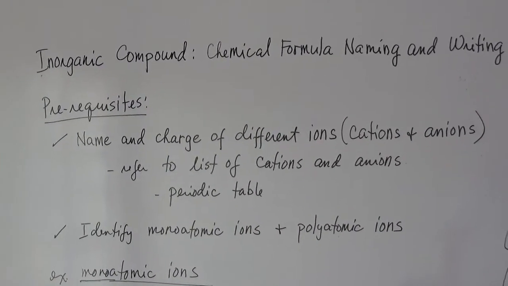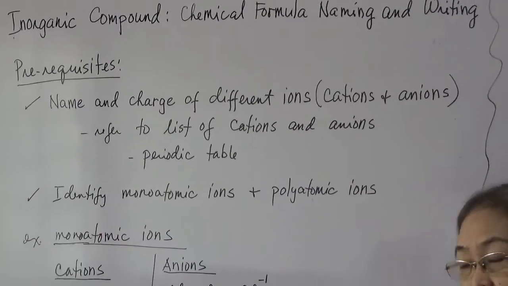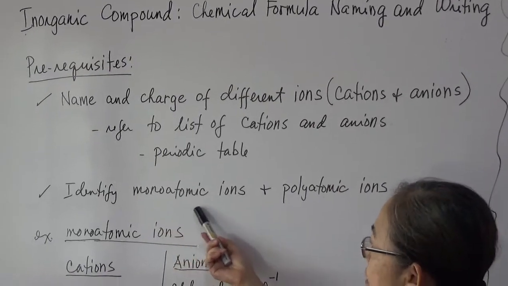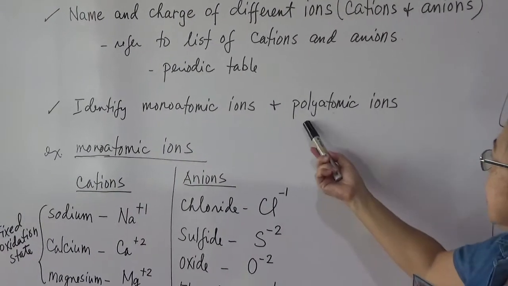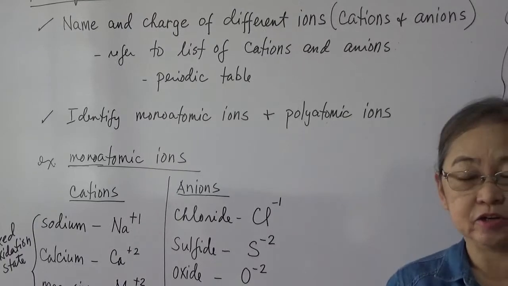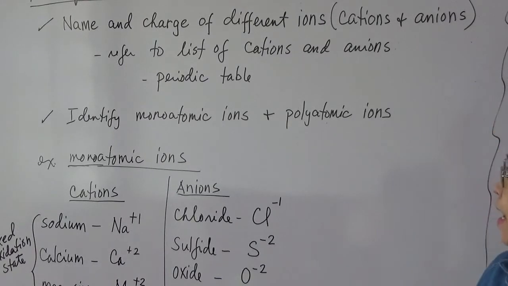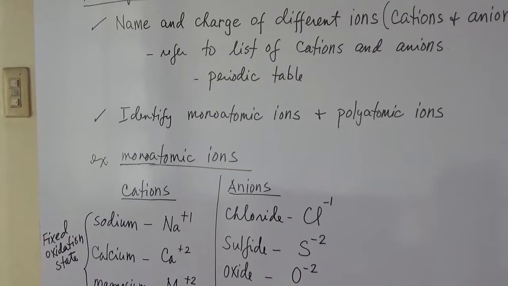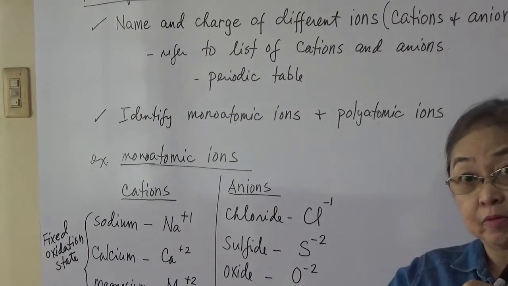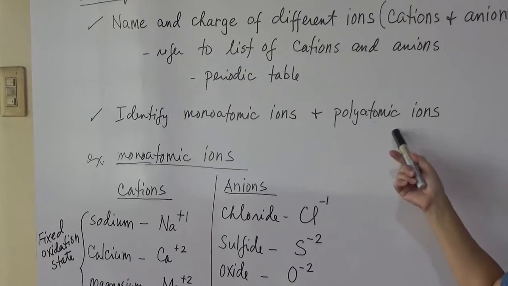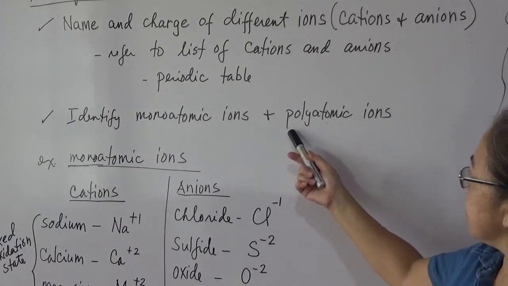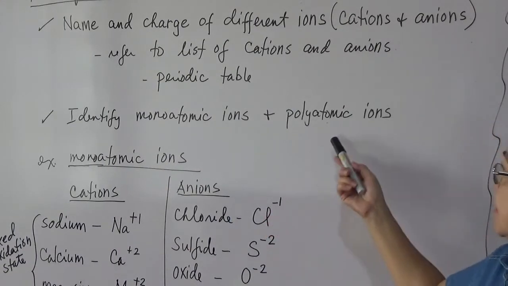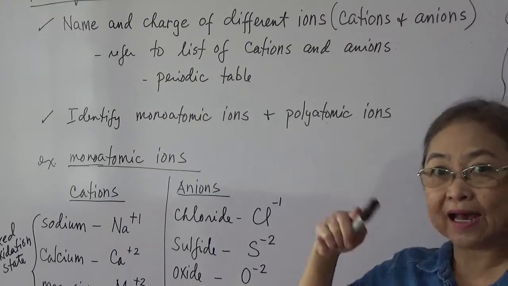Now, the ions could be either cations or anions. Again, the ion could be a monoatomic ion or a polyatomic ion. When we talk of monoatomic ions, mono means one, so it is an ion that is composed of only one atom. And if it is a polyatomic ion, you have the prefix poly, meaning more than one. So it is an ion that has more than one atom in it.